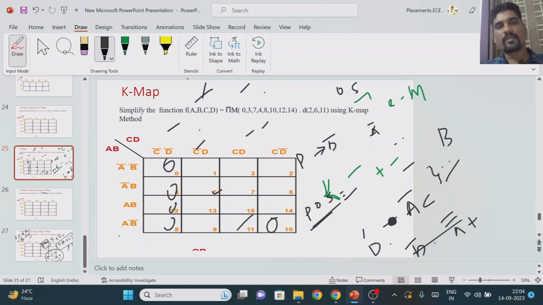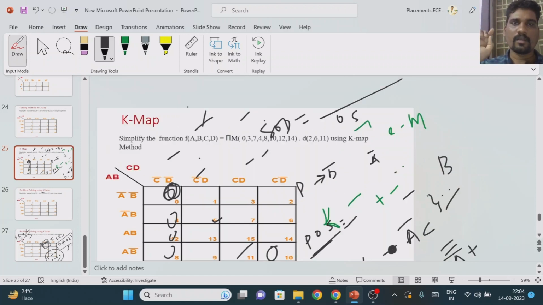But I am treating these zeros as ones. Then I am finding the answer in terms of the SOP function. But the output is required in terms of the POS function. For that, you can either perform the complement of the SOP and apply De Morgan's theorem, so that you find the final result in terms of the POS function.